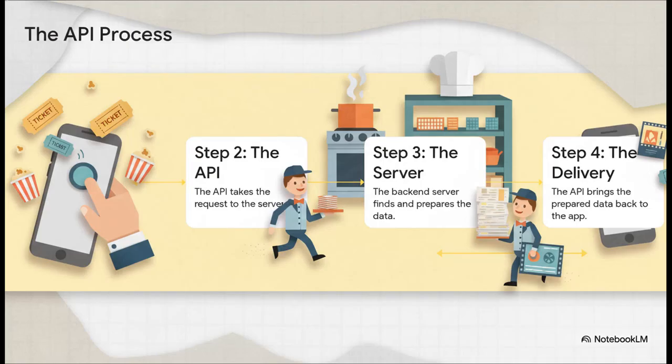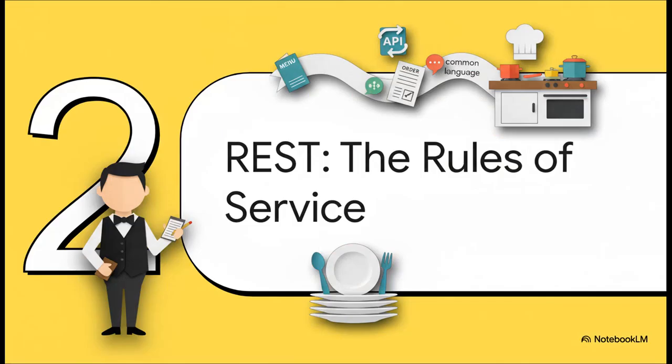Step 1. You're the customer. You tap a button in your movie app to see what's playing. That's your order. Step 2. The API, our trusty waiter, grabs that request and heads off. Step 3. It takes the order to the back-end server, which is our kitchen. The kitchen whips up the dish, finding all the data you asked for. And finally, step 4. The API brings that data, your dish, right back to your app. And boom, the movie listings pop up on your screen. Simple as that.